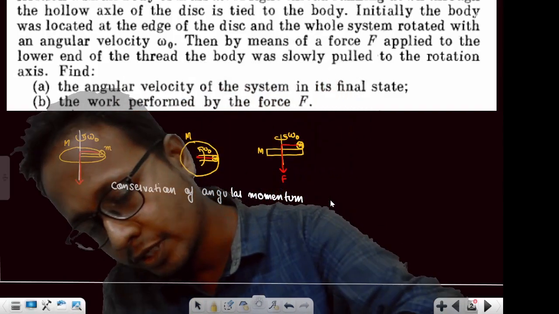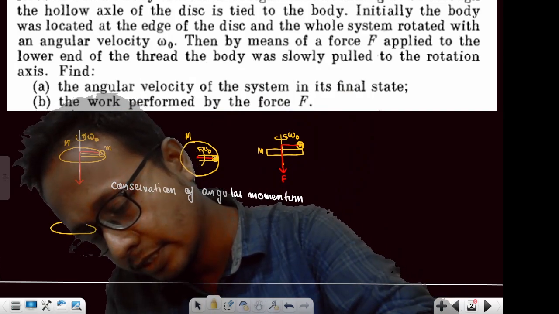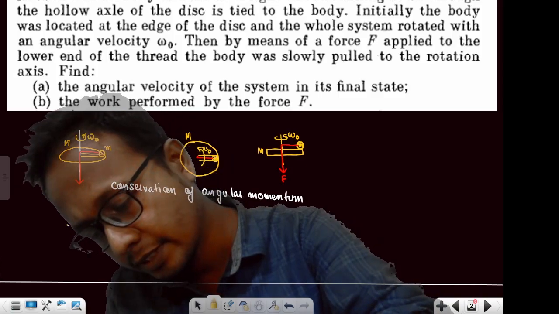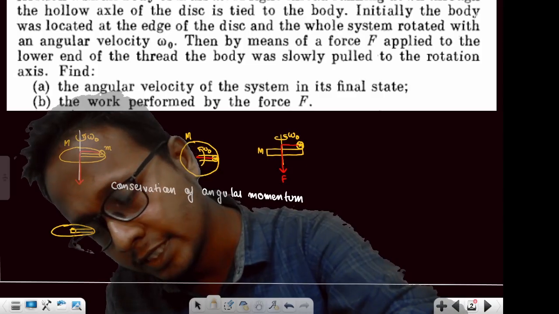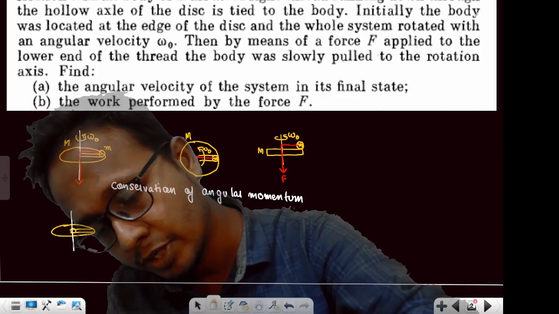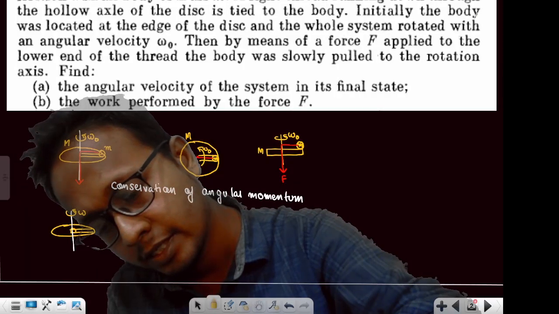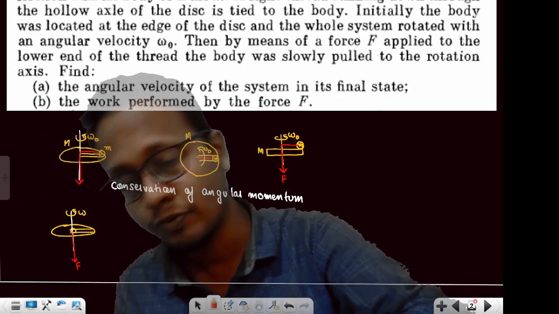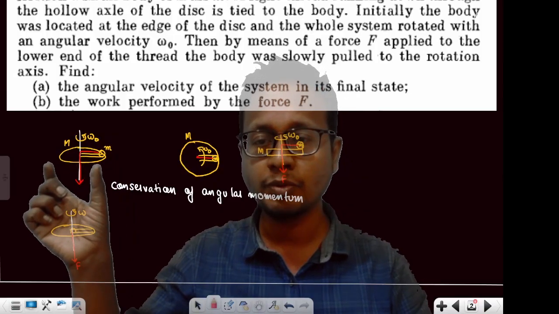Okay, so when the ball is somewhat like this, this is a disk, and the ball is at the center of the disk. Now the disk would be rotating with some other angular velocity omega. The thread is still pulling it, but this force in the thread is not causing any torque on the system. So what is the initial angular momentum?